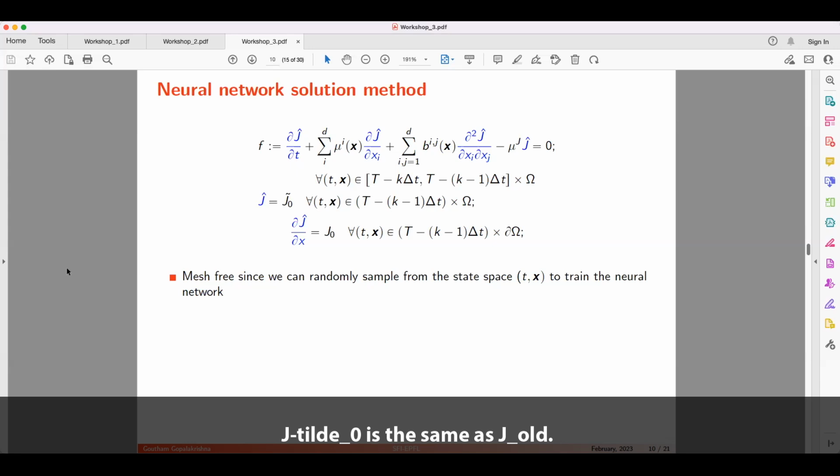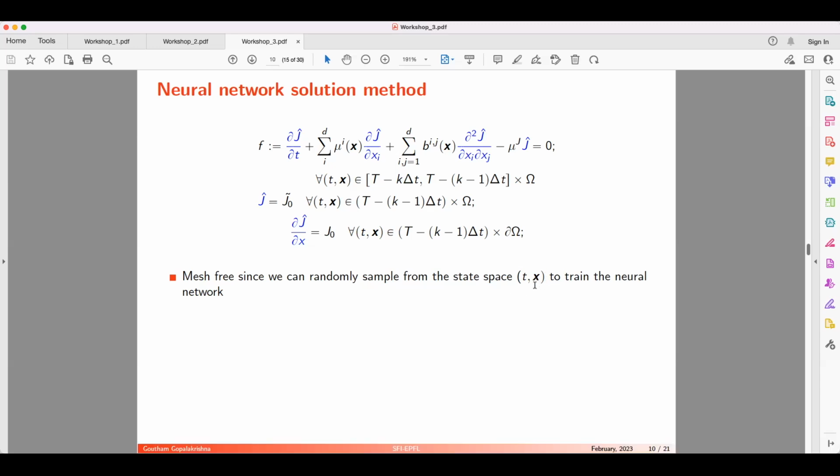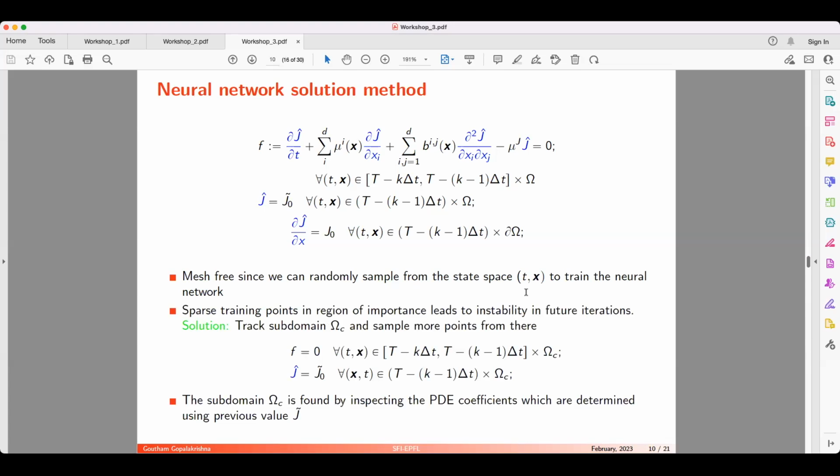This technique here is mesh-free, and what does that mean? That you just randomly sample points from the state space x as well as the time dimension t to train the neural network. And in fact, you don't need a lot of points. You don't need 1 million points when you have 3 dimensions. You can just randomly sample, say, 2,000 to 3,000 points and iteratively solve using stochastic gradient descent or variants of stochastic gradient descent that we saw on Friday. And that's the goal. And that's why it's better than finite difference methods.